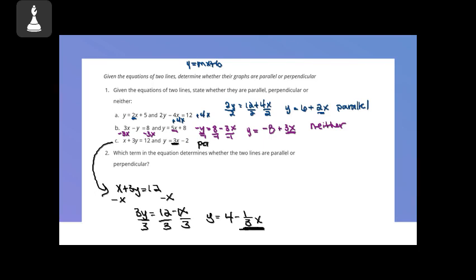We just worked through this whole process, which means 2 should be really easy to answer. Which term in the equation determines whether two lines are parallel or perpendicular? And that is the slope, or the m, which is attached to the x.